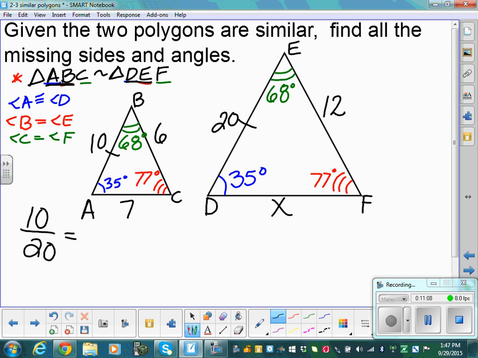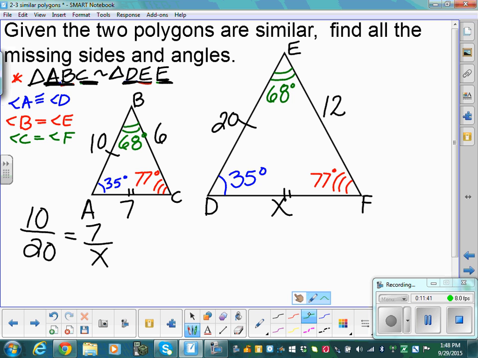Okay, so now we have 20 over 10 is equal to, well, we're trying to find x, right? So that's side DF. What goes with DF? Look at your similarity statement. AC. Does everybody see it? So this side and this side are corresponding. Did I go from small to big the first time? 10 over 20. So I've got to stay with that. I've got to go from small to big. So 7 over x. Now we're solving for x and we're done.